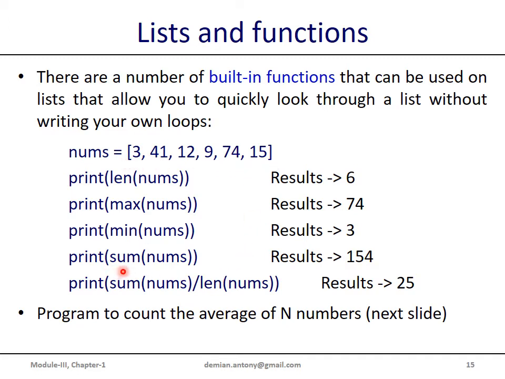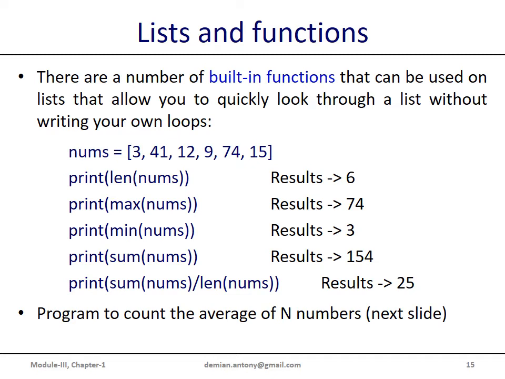Similarly, the function sum returns the sum of the elements present in the list. And if you know the sum and length, we can easily calculate the average of a list. Now we'll write a simple program to calculate the average of n numbers. What we have to do is, first we have to create an empty list. That is the first step that we need to do.